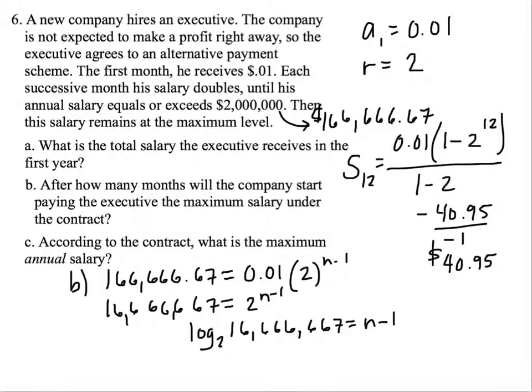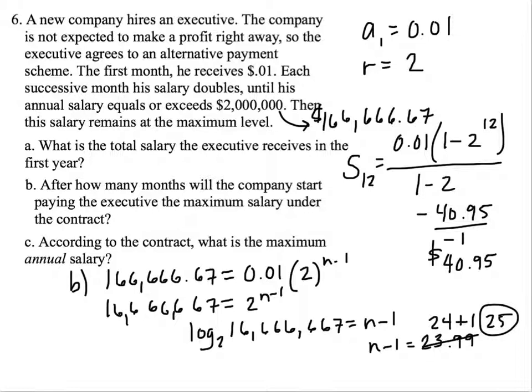All right, so I've got my 16,666,667. I'm finding the log of that divided by the log of 2, which comes out to n minus 1 equals 23.99, which is 24. All right, so it's 24 plus 1, 25 months. It's going to take 25 months to get to that maximum salary.